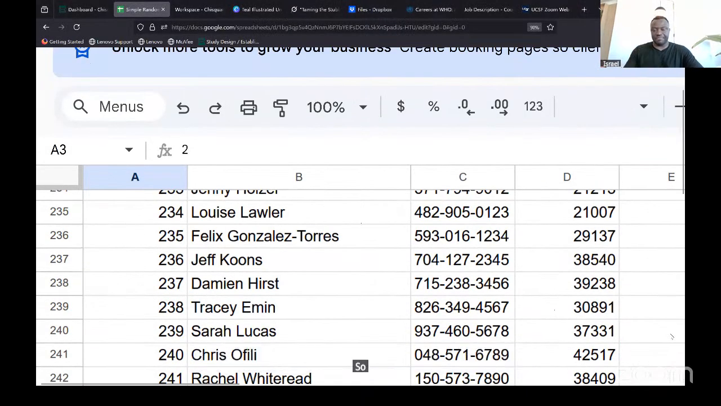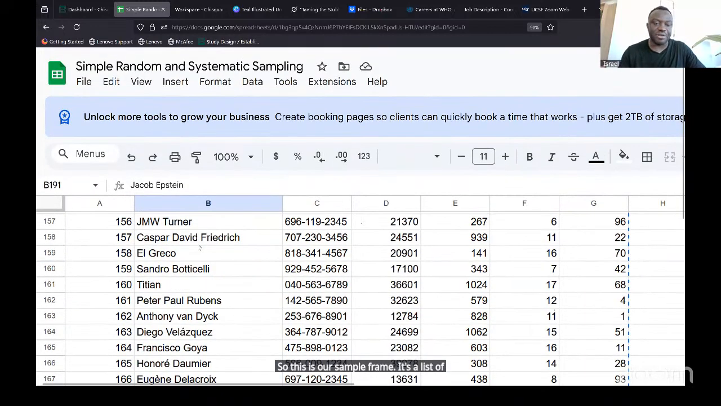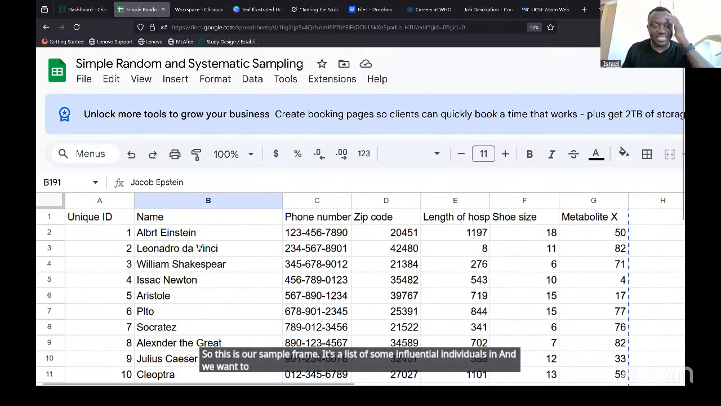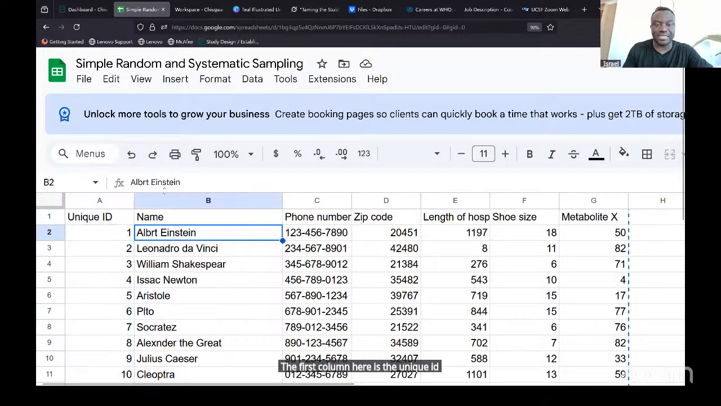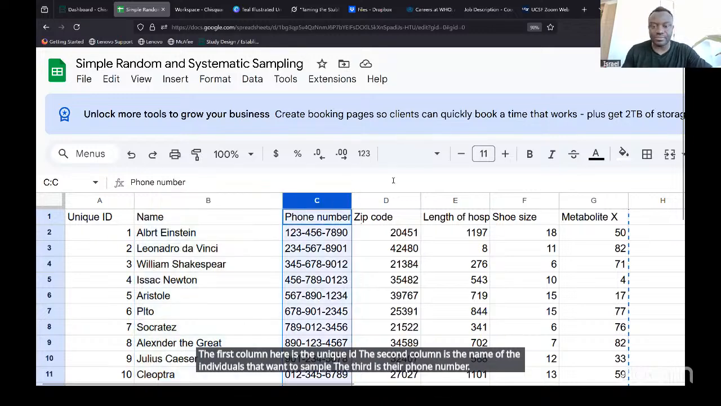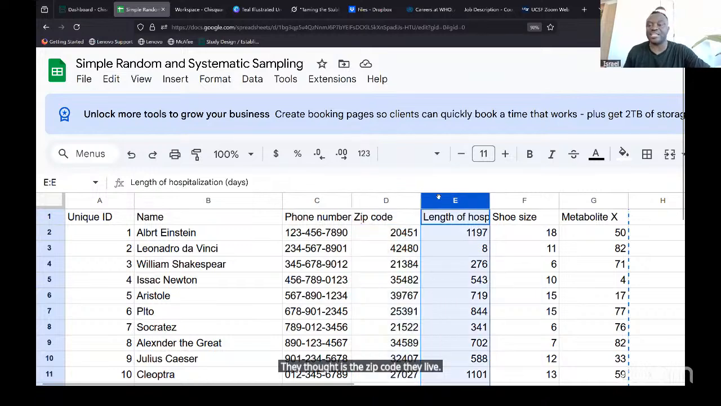So here we have a sampling frame. Let's first have a context of what we're doing before we get there. This is our sampling frame. It's a list of some influential individuals in history, and we want to draw a random sample of, let's say, 50 of them. The first column here is the unique ID. The second column is the name of the individuals that we want to sample. The third is their phone number. The fourth is the zip code where they live. Column E is the length of hospitalization.